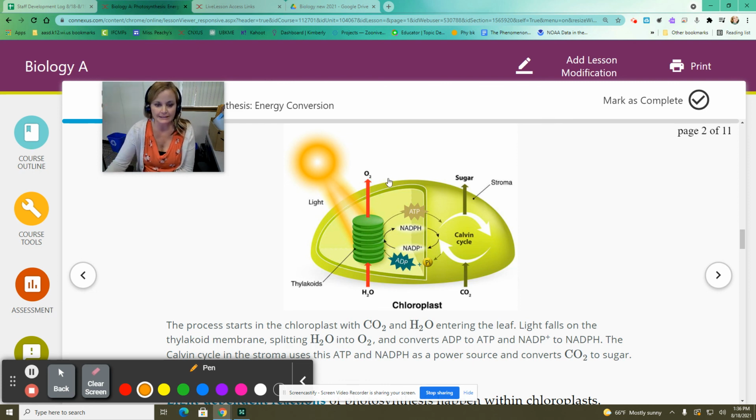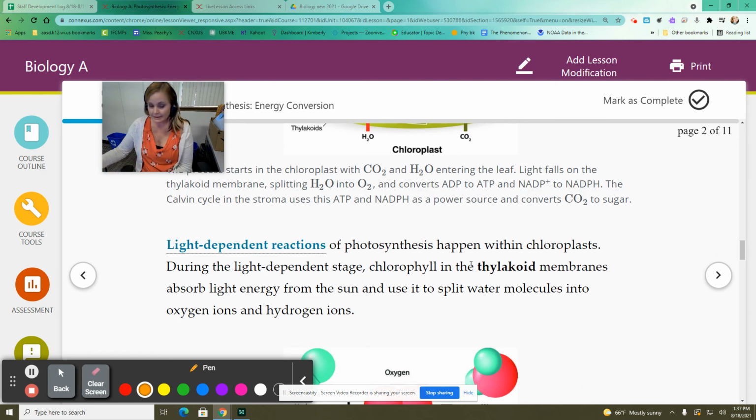This is our light dependent part, because guess what? We need light for that to happen. Over here, those are called light independent, also known as the Calvin cycle. You do not need light for that to happen. Here we're just making energy carrying molecules. Here we're using those energy carrying molecules and carbon dioxide to make sugar. So that is in a nutshell the process of photosynthesis, the different players that are involved in photosynthesis.